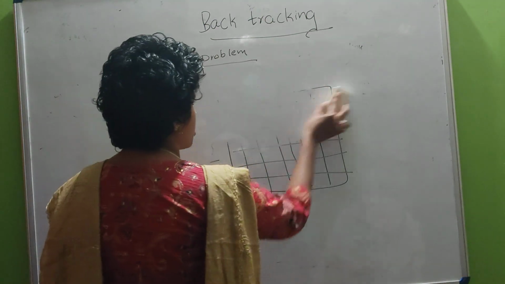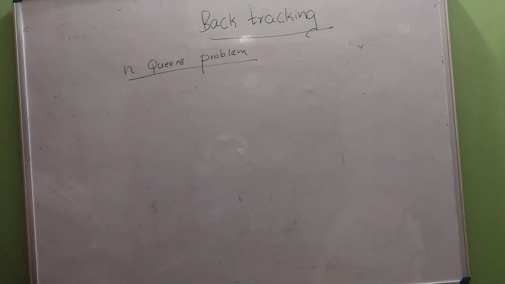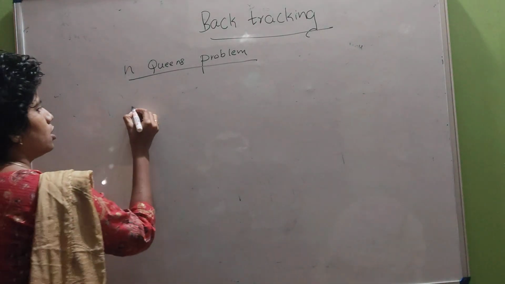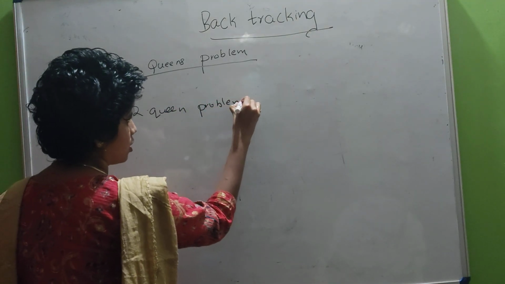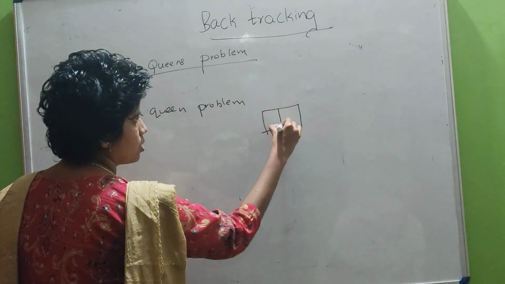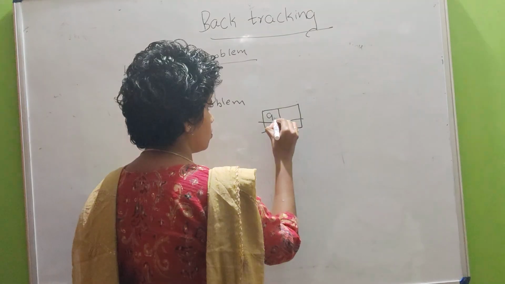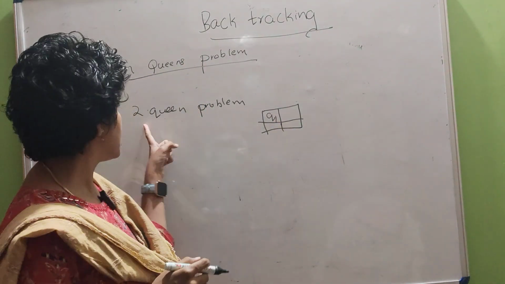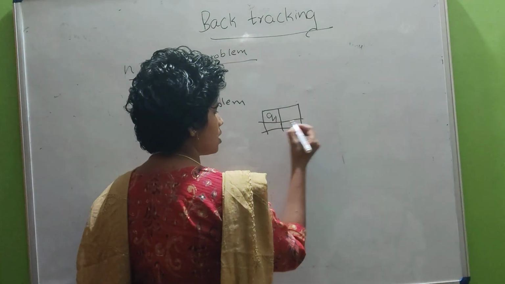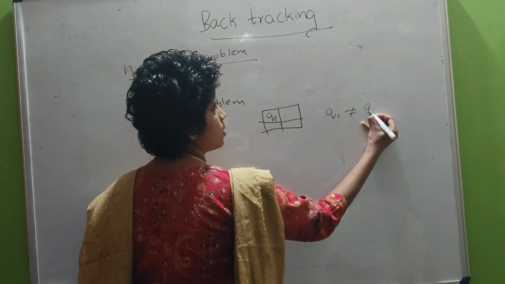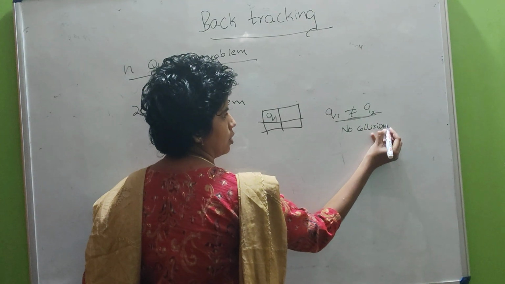Now here, for example, we will take a 2 by 2 matrix, that is the 2 queen problem. Means we should take a 2 by 2 board. In the 2 by 2 board, suppose you are placing Q1 here. Since it is 2 queens, you have 2 queens here. The next queen you should place in such a way that Q1 will not collide with Q2. No collision takes place.